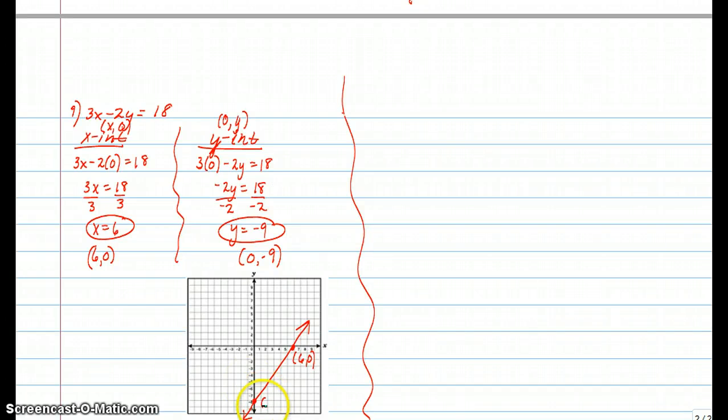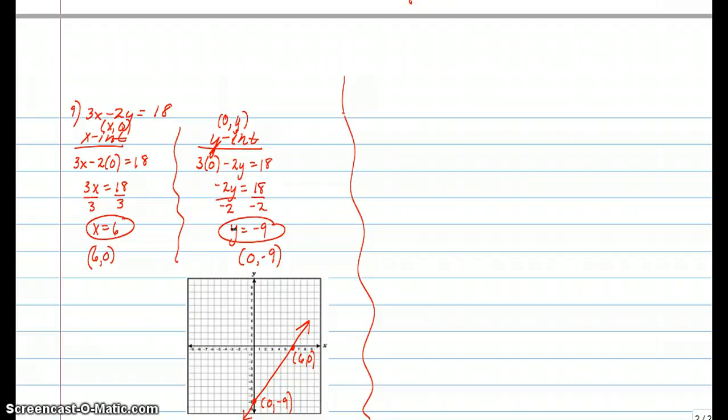You can see it right here. 0, negative 9 is the y-intercept. It's on the y-axis. Its location is 0, negative 9. This is the intercept. This is its location. So the circled part is the actual intercept.